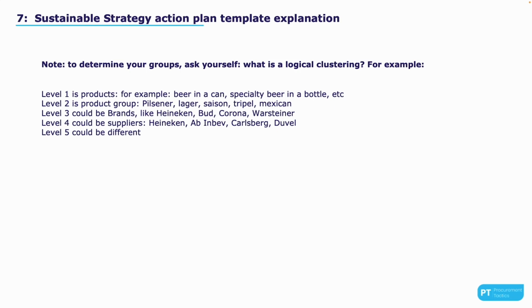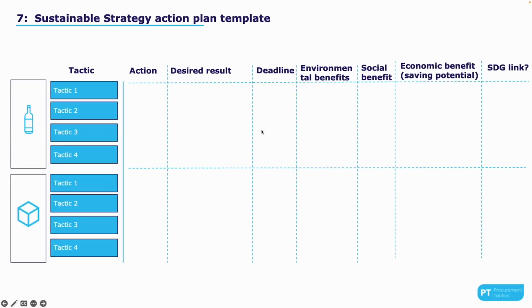But in the end, as a final result in your actionable sustainable procurement strategy, this is the most important slide. And this is where you see the groups on the left side. And here you note down some very important things. Number 1, what is the action that I want to take with the tactic that I'm implementing in this group or in this brand or in this section? What is the desired result? What is my deadline?